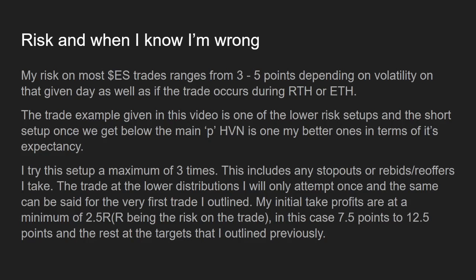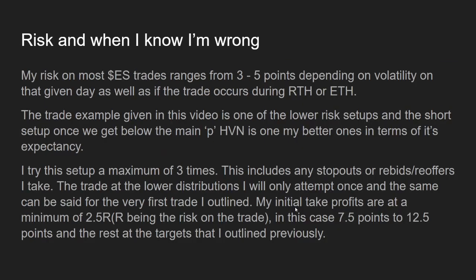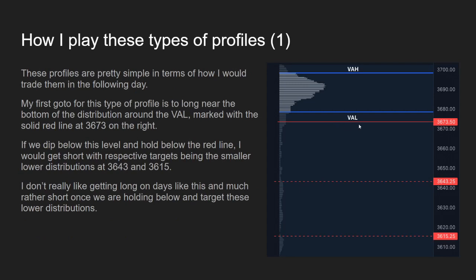The trades at the lower distributions that I discussed, which were the much riskier trades, if you remember. Let me just show you one quickly. The trades that I would get long at 3643 or 3615 are much riskier, given the fact that the distributions in this size are much smaller, and we will be looking to fill out these distributions with some more volume being traded. So I would only try these once, and the same can be said for the very first trade I outlined, which was the long at this area.